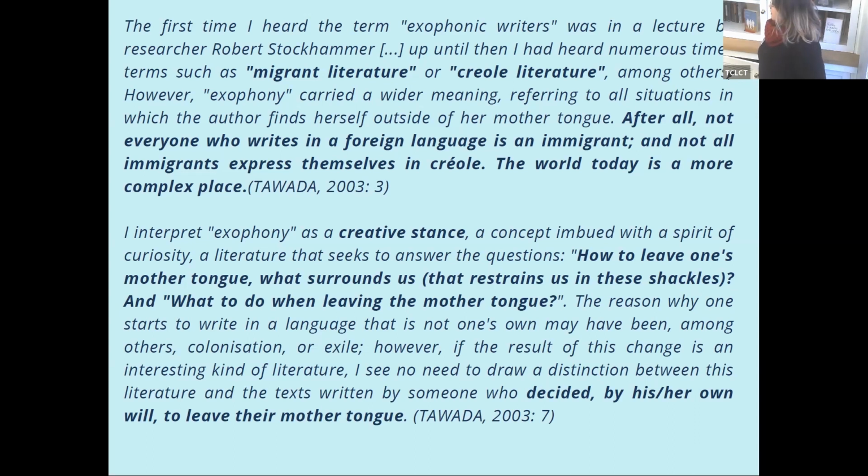And then one very important aspect of exophony is the creative stance and the idea of leaving your old language and adopting a new one. So it's a decision. It's nothing that's forced on you, and it's also a creative pursuit.